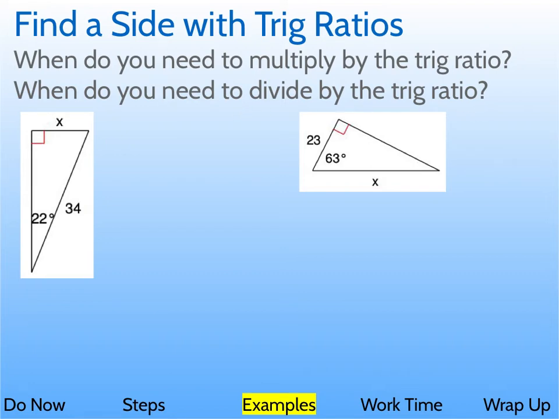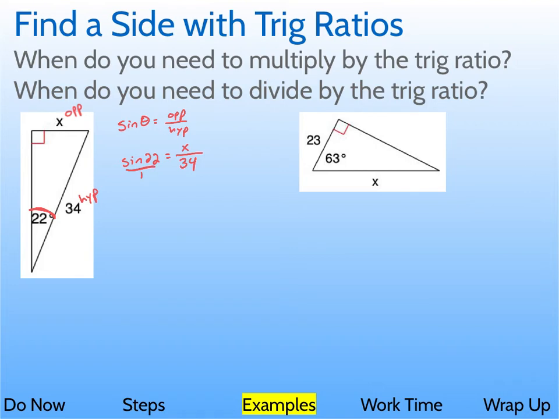So, first one, we're looking from this 22-degree angle. So, across from the right angle, 34 is your hypotenuse. Across from the 22-degree angle, that is our opposite. So, we have opposite and hypotenuse. That means we're going to use sine of the angle is opposite over hypotenuse. So in our case, we have sine of 22 equals the opposite x over the hypotenuse 34.